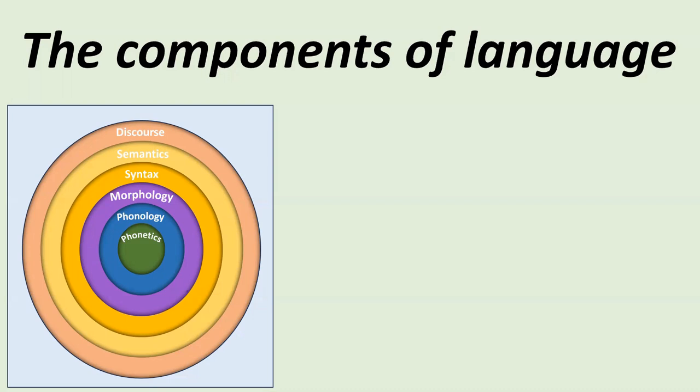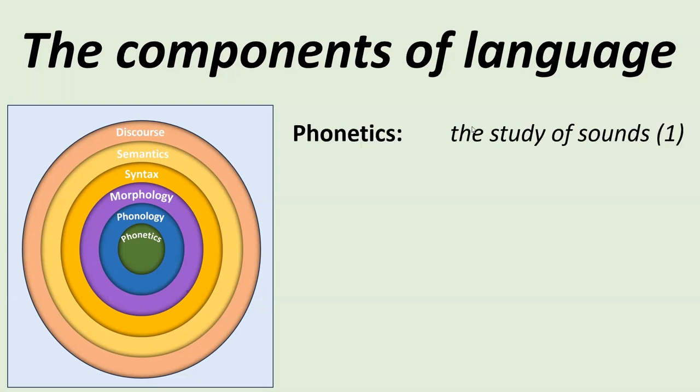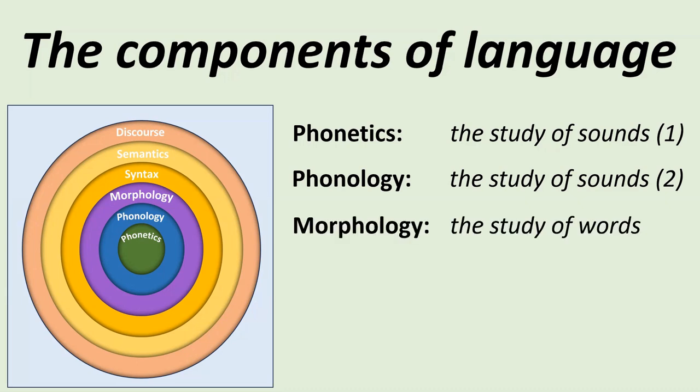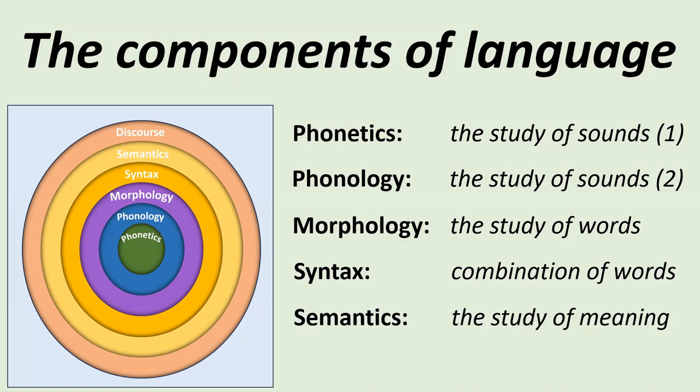A language has several components. We have phonetics, which is basically the study of sounds, but on a physical level. Then we have phonology, which also involves the study of sounds, but on a more abstract level. I'm going to make the distinction clearer in the following slide. Then we have morphology, which concerns the study of words. We have syntax, the way words are combined into phrases and sentences. We have semantics, which is the study of meaning. Words have certain meanings, and then we can have synonyms, words with the same meaning.